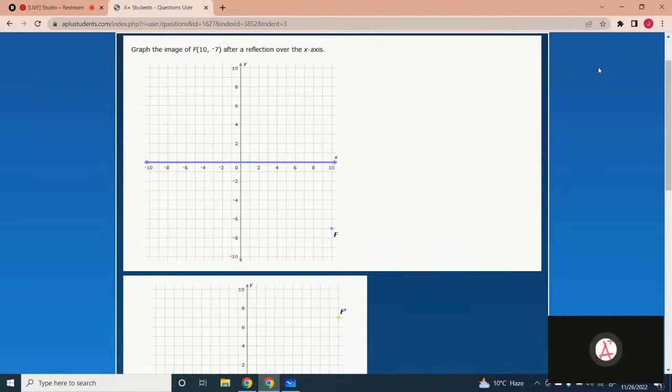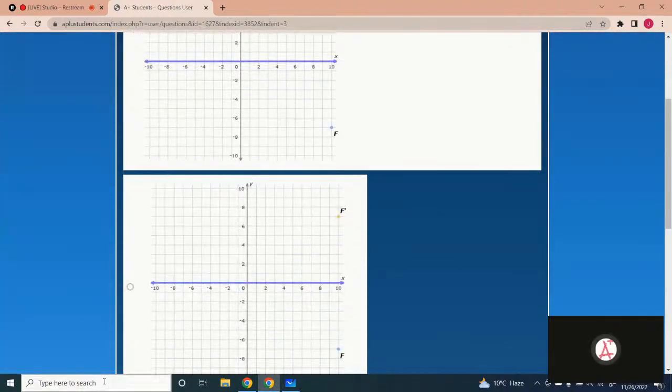You have to find a reflection over the x-axis. That means the x value is the same, just the y value has a different sign. If it is negative 7 for the original point, for the reflected one it would be the positive one. Got it? So it is 10, negative 7, and for the point reflected over the x-axis, it would be 10 and 7. Got it?